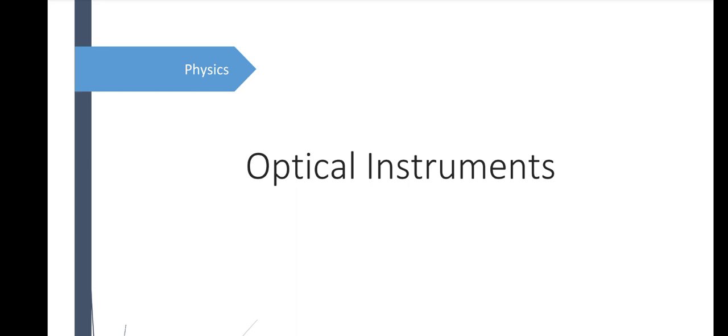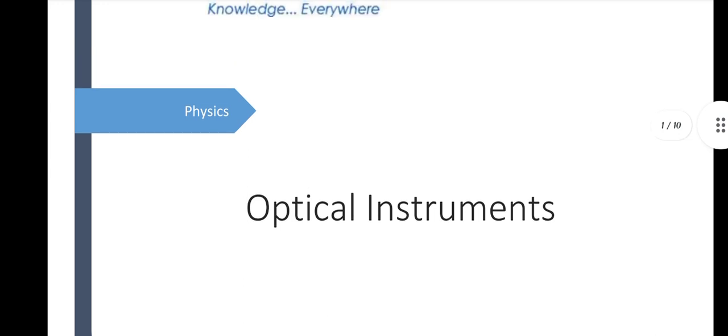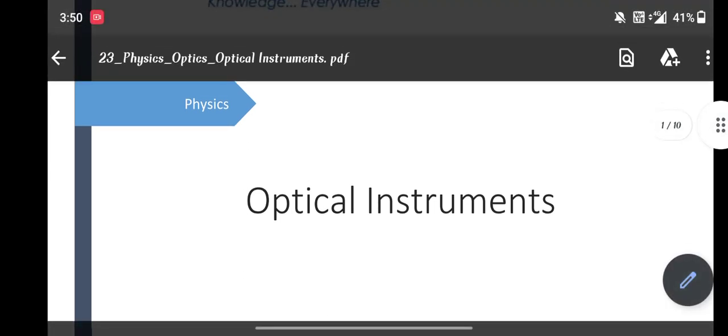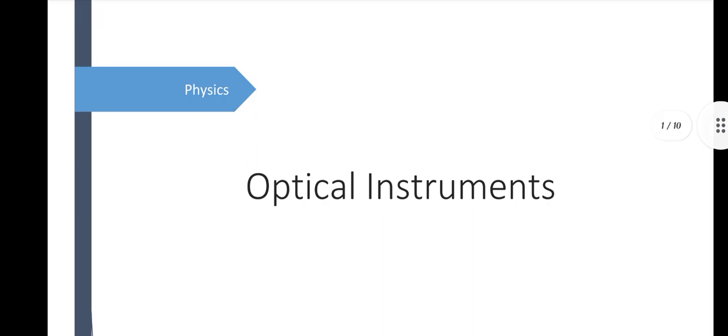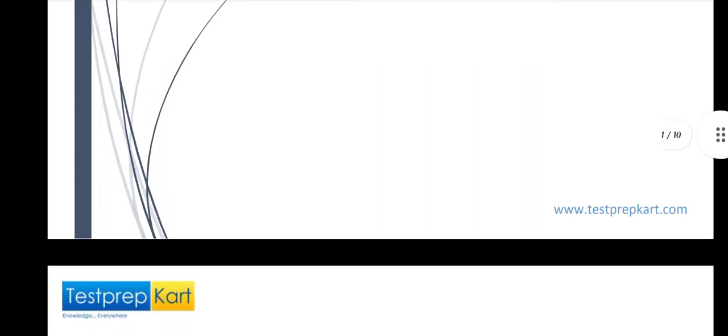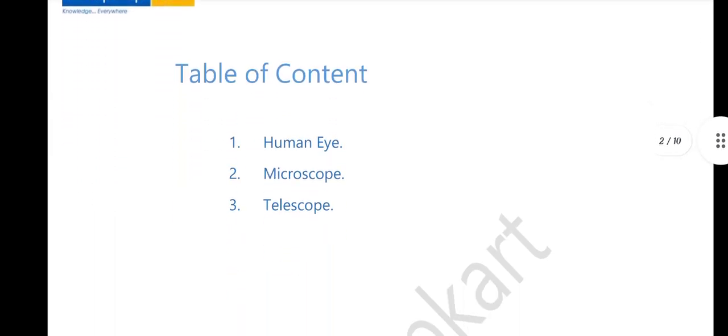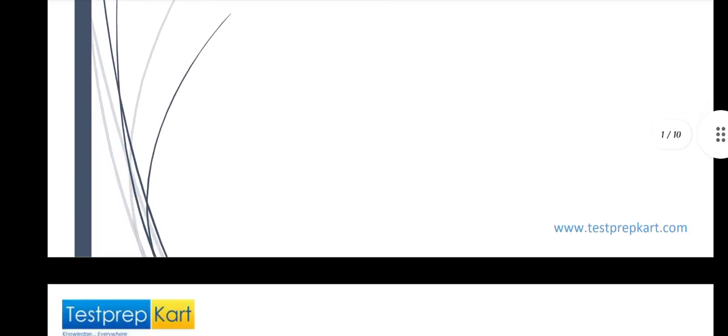So, in this video, we are going to learn the 12th standard physics chapter on optical instruments, and I'm going to explain it. The most important topics we are learning in this chapter are about the human eye, and we are also going to learn about the microscope and the telescope.